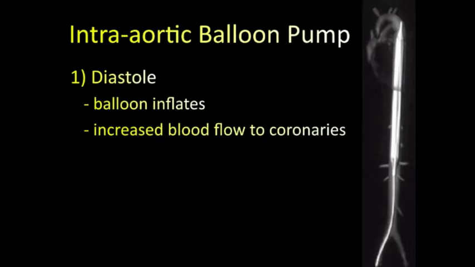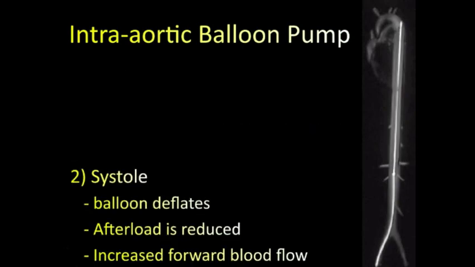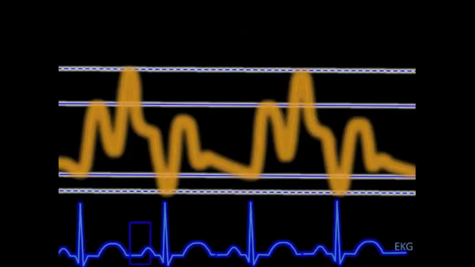So again, in diastole, the balloon inflates, and that causes increased retrograde blood flow with a subsequent increase in blood flow to the coronary arteries. And in systole, the balloon deflates, and the result of this is decreased afterload. Two very important things to know. So a few very important things to remember. So there's 4 rules that you should know.